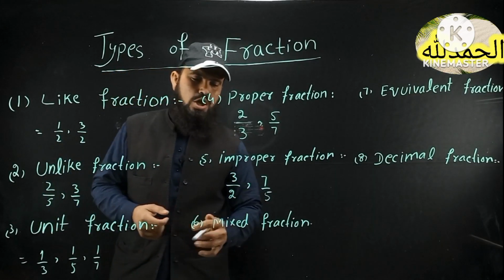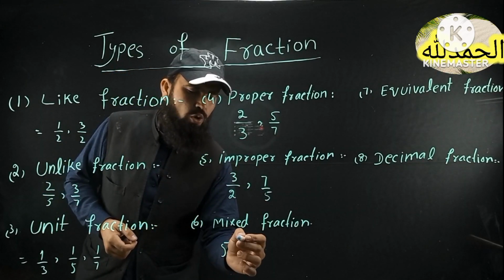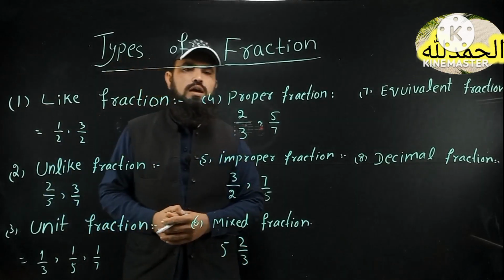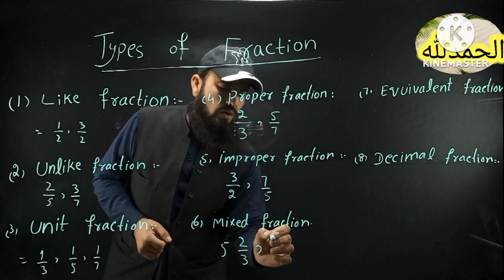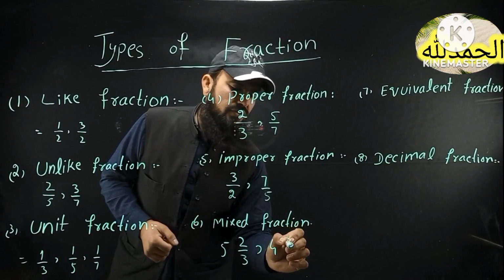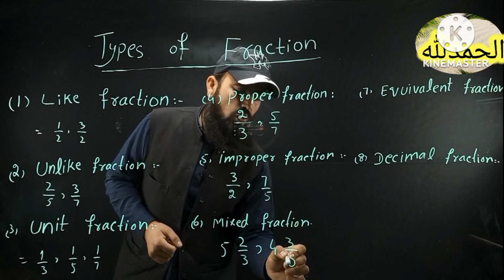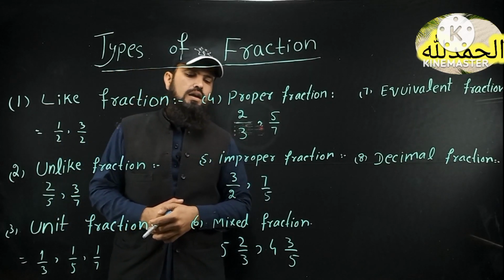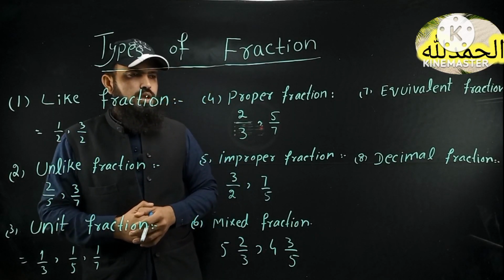Mixed fractions, for example 5 whole 2 over 3. So these fractions are called mixed fractions. Whole and 3 over 5. So these are all called mixed fractions.